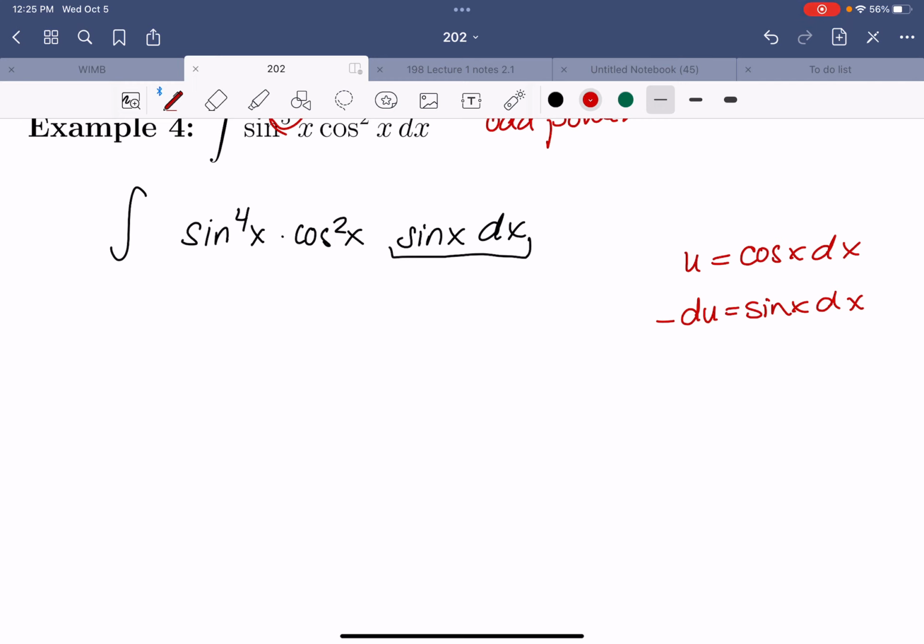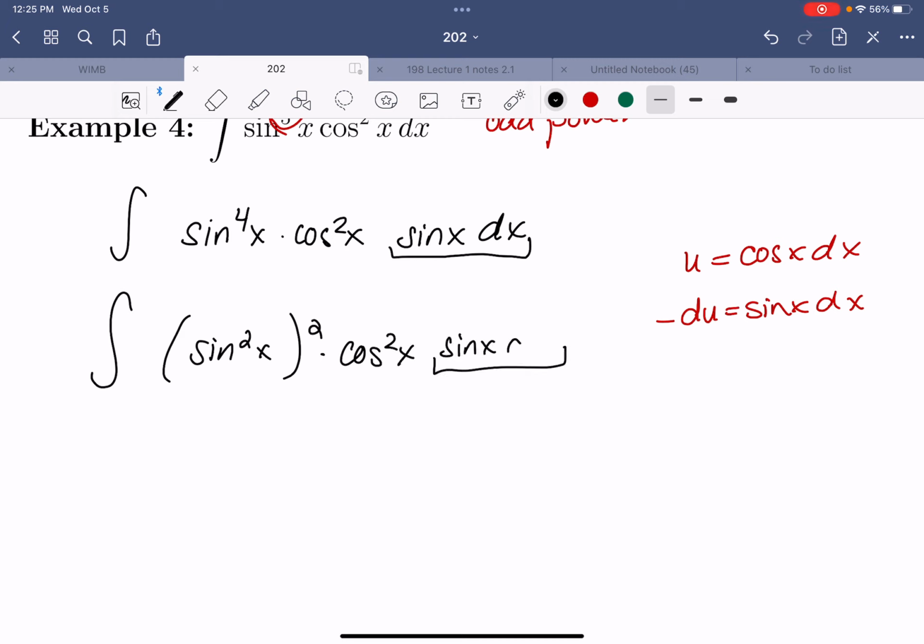Okay, and so I am going to use my formula for sine squared, right? So this is really sine squared x squared times cosine squared x times the sine of x dx, right? And so I'm going to replace that sine squared with 1 minus cosine squared.